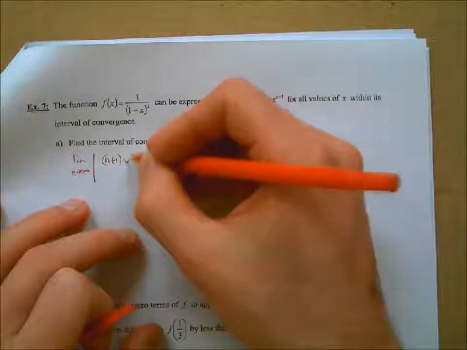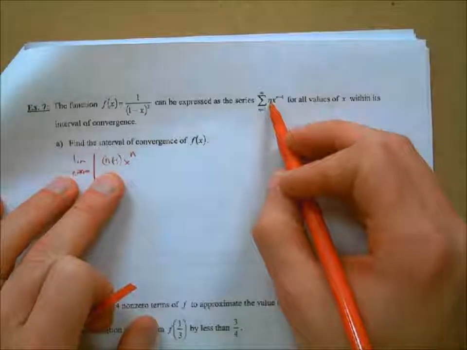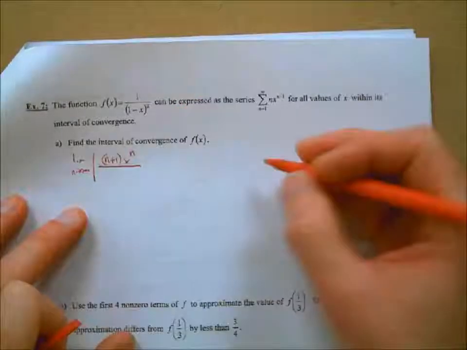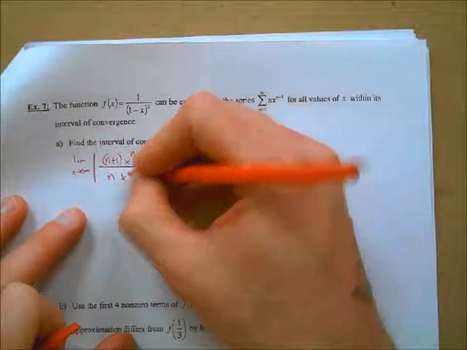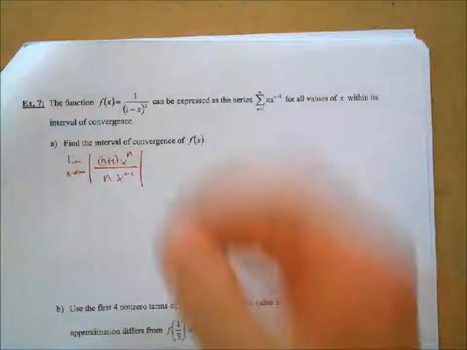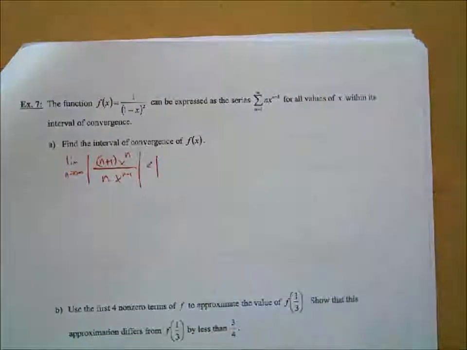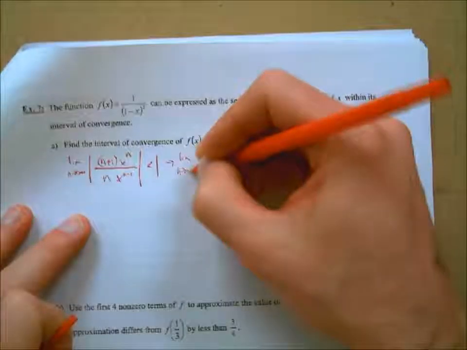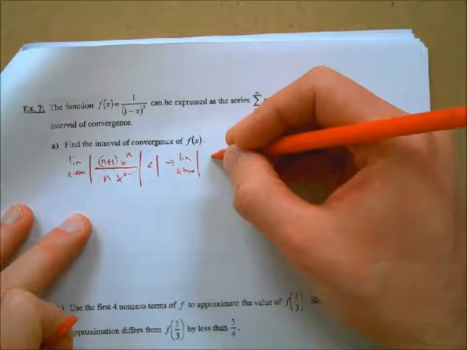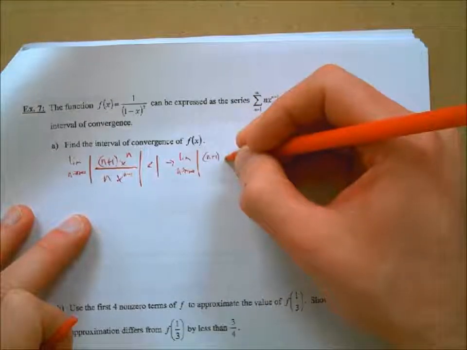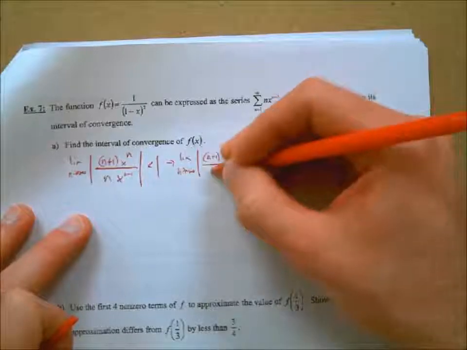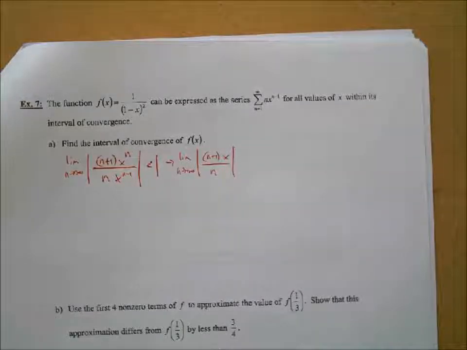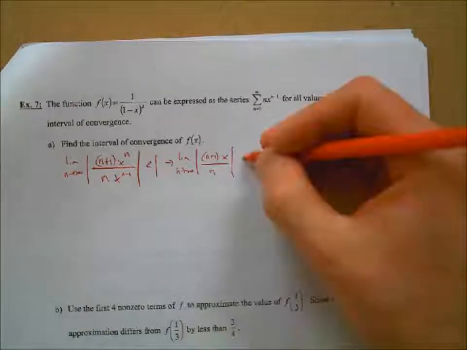When we add 1 to our n here, we get n plus 1, but it's n minus 1, so adding 1 to that, you get just n. That's all over n x to the n minus 1, absolute value, and we want that to be less than 1. That's the ratio test. We'll simplify that a little bit: we get n plus 1, and x over n, which is less than 1.